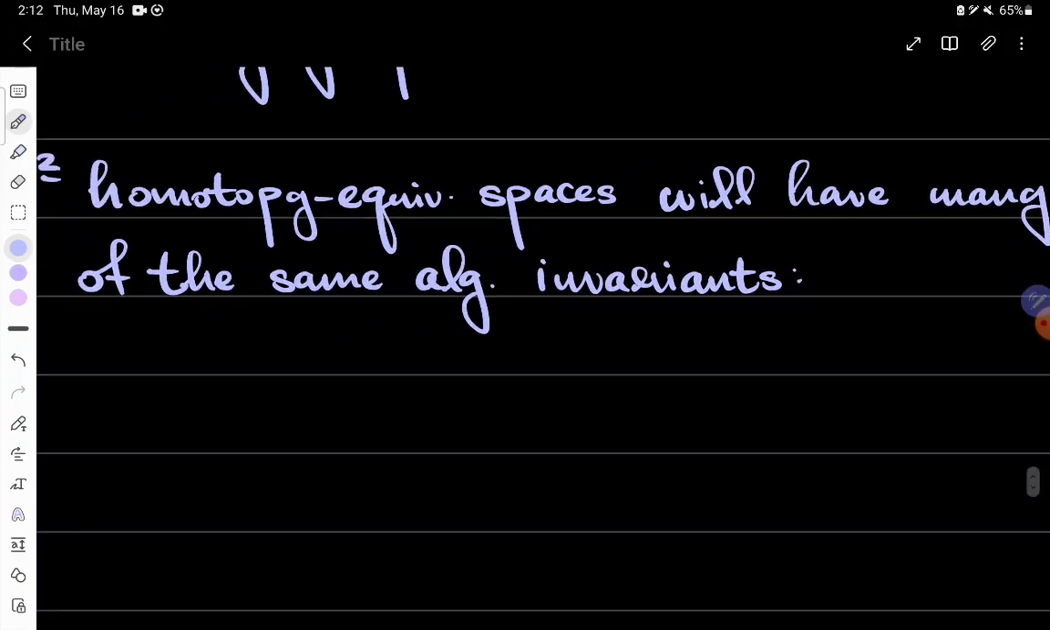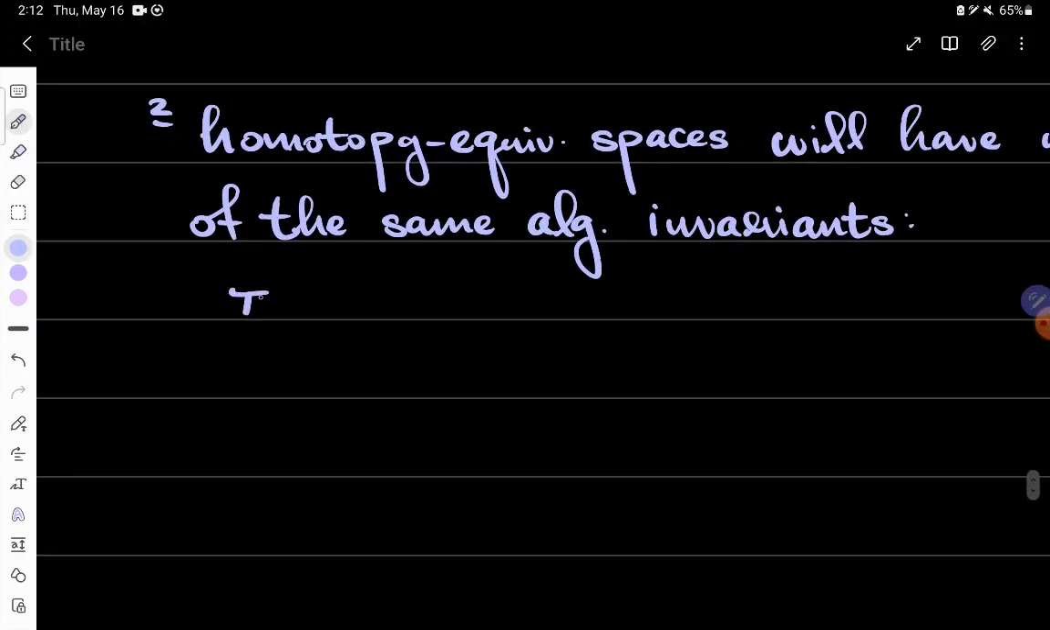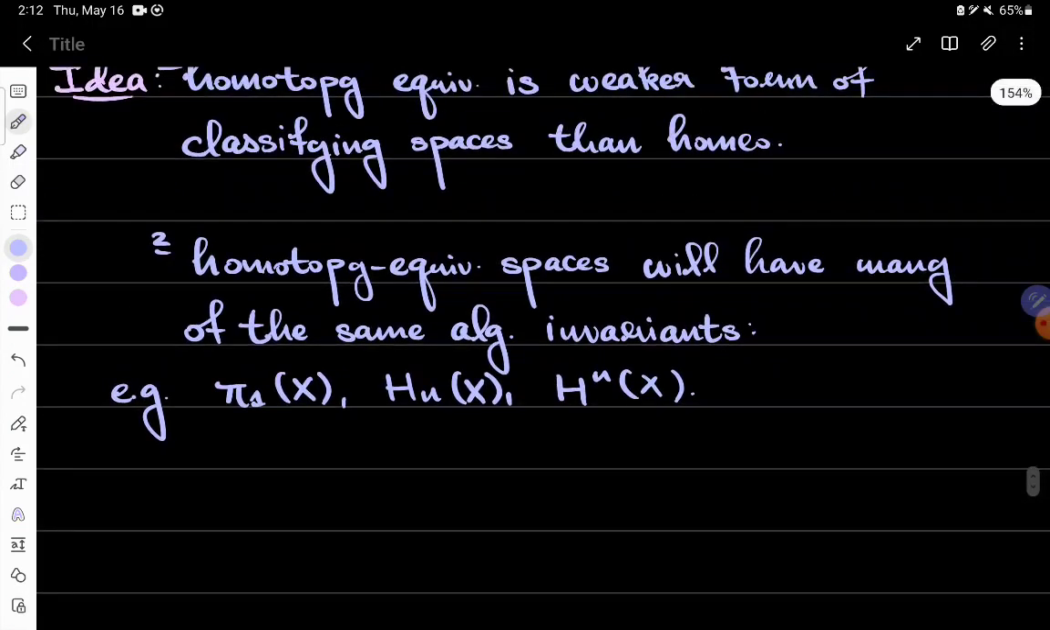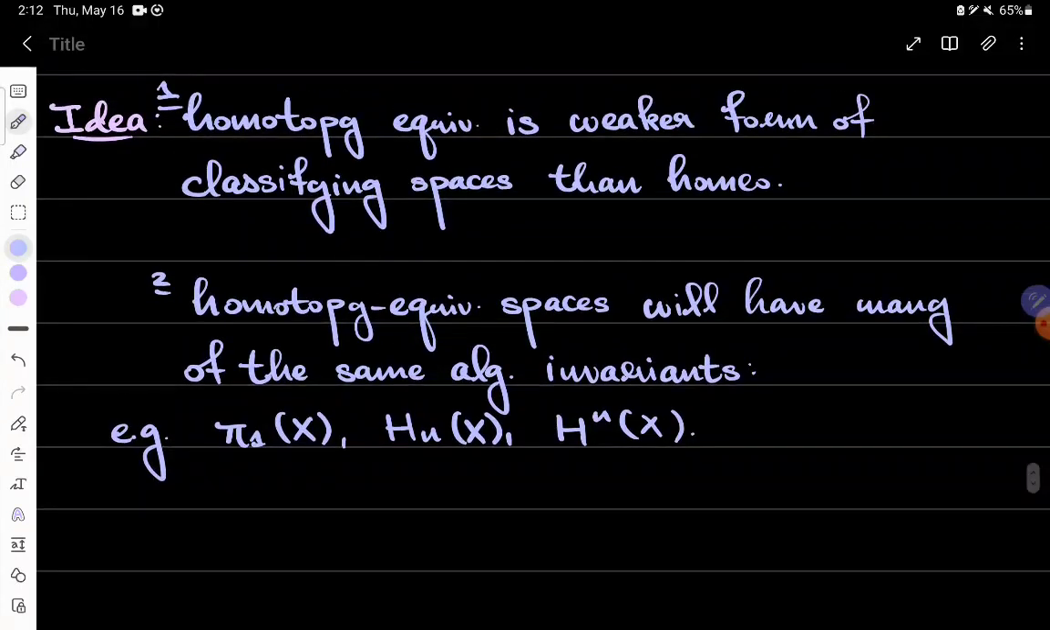That is, pi_1 of X, which is the fundamental group, the homology groups H_n, and the cohomology groups H^n. So these algebraic invariants are going to tell us when two spaces are distinct, right? If these algebraic invariants are different for two different spaces X and Y, then X and Y cannot be homotopy equivalent. And in particular, they can't be homeomorphic, or if they have some smooth structure, they can't be diffeomorphic.